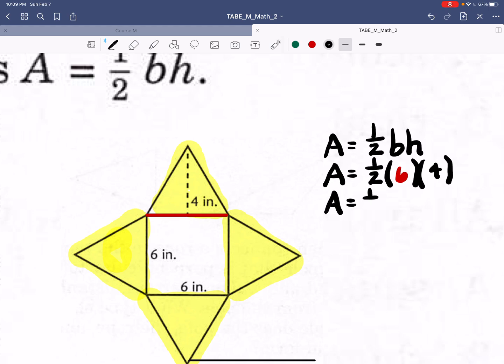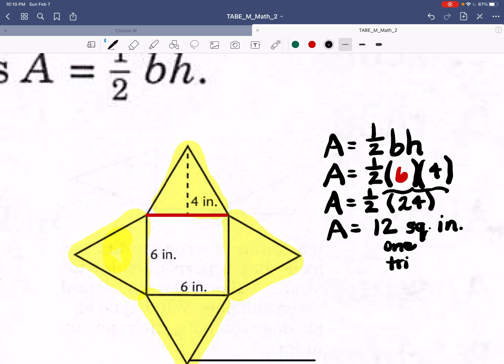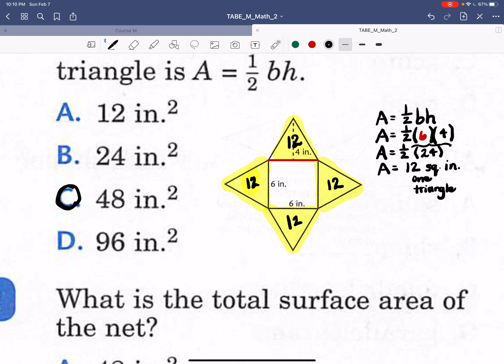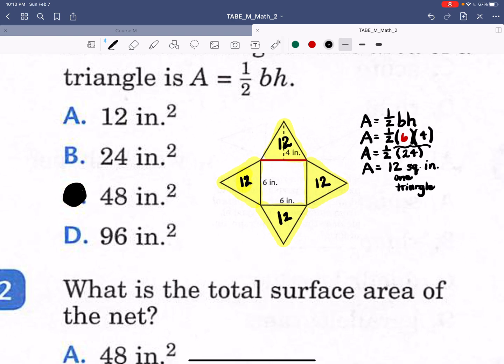I'm going to keep my 1/2 for just a minute. I want to show you a little trick here. 6 times 4 is 24. What is half of 24? 12 square inches. You can also do a fraction on your Casio of 1/2 times 24, or you can do 0.5 times 24. But 12 square inches is for one triangle. So I have 12 on this one, 12 on this one, 12 on this one, and 12 on that one. 4 times 12 is 48 square inches.